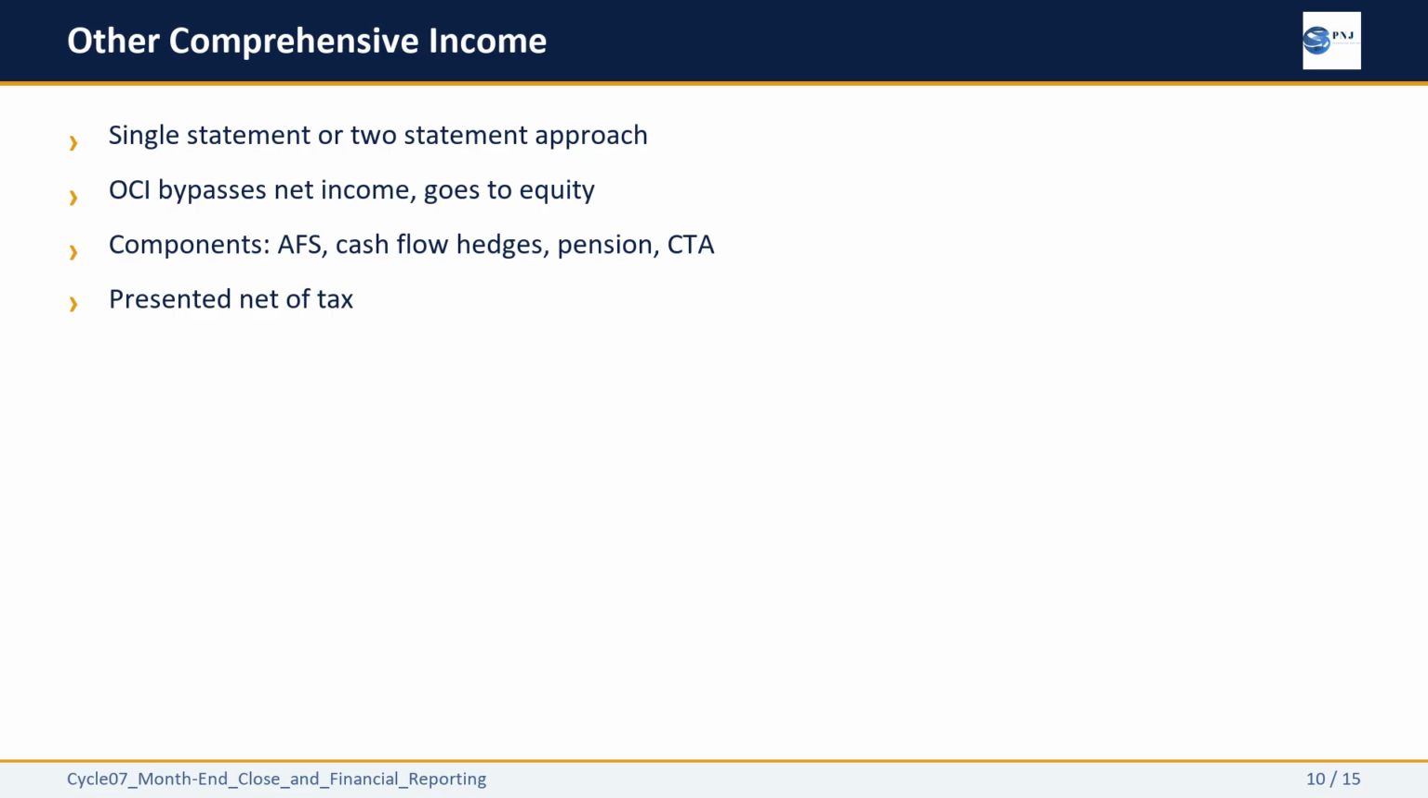OCI captures items that bypass net income and flow directly to equity, including unrealized gains and losses on available-for-sale securities, which we call AFS, the effective portion of cash flow hedges, which we call CFH, pension adjustments, and the cumulative translation adjustment, which we call CTA. Present every component net of tax.